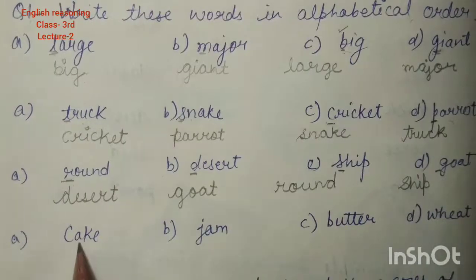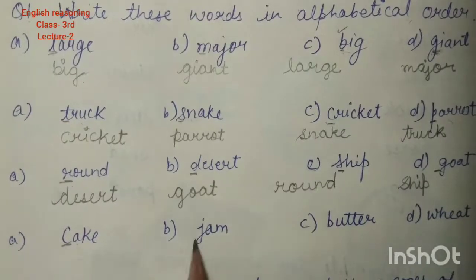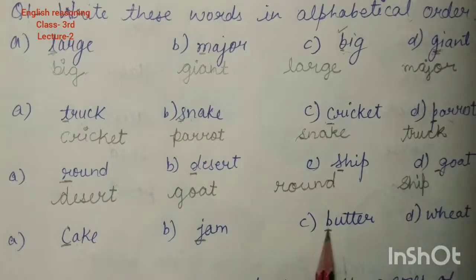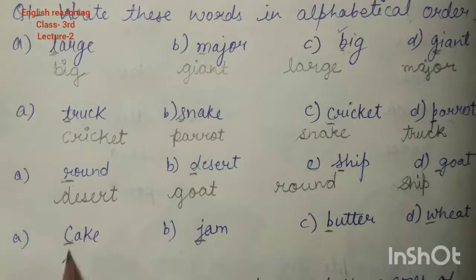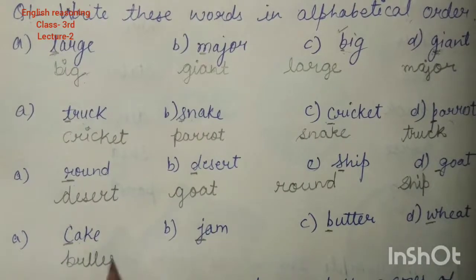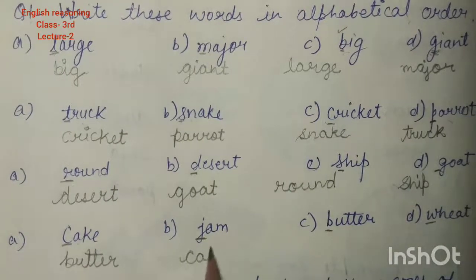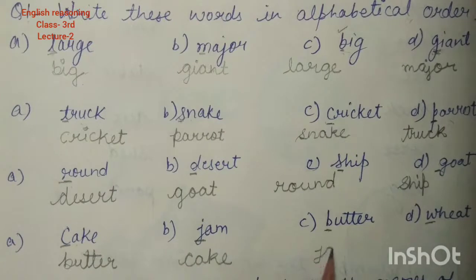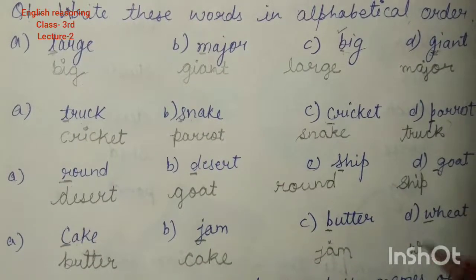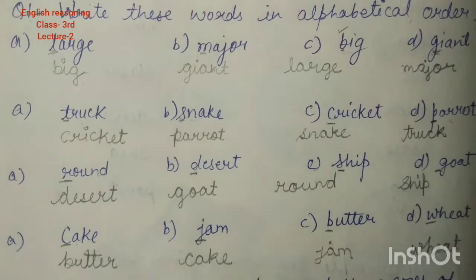Now come to last one. C for cake, J for jam, B for butter and W for wheat. So in this, B for butter comes first. And then C for cake, J for jam, and then at last W for wheat comes.